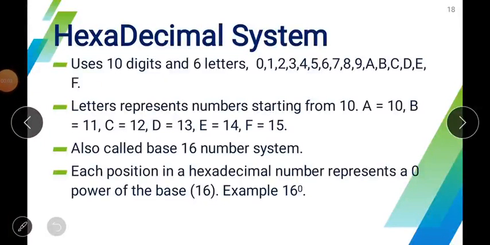Now we have one more number system, that is the hexadecimal number system. In the hexadecimal number system we are using 16 total digits, starting from 0 to 9, that are the 10 digits, and the 6 alphabetical digits, that are A, B, C, D, E and F. So we don't use the terms 10, 11, 12, 13, 14, 15 in their original form, so we are using A, B, C, D, E, F in the place of 10, 11, 12, 13, 14 and 15.